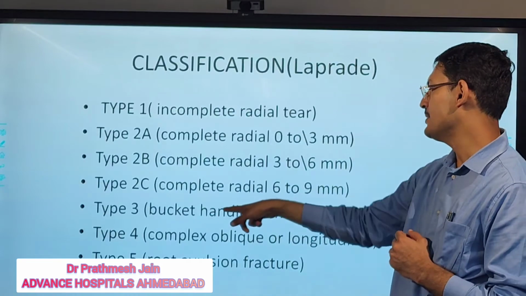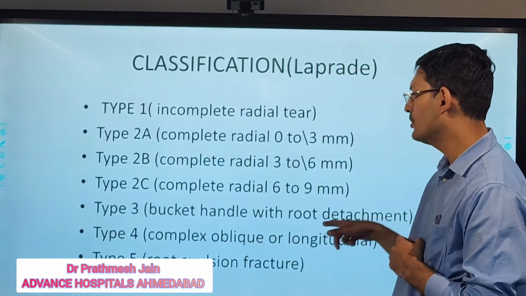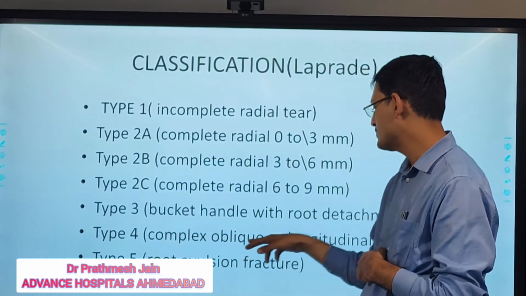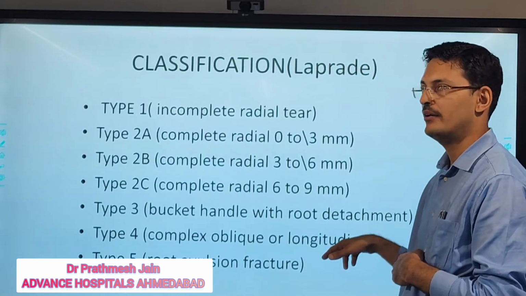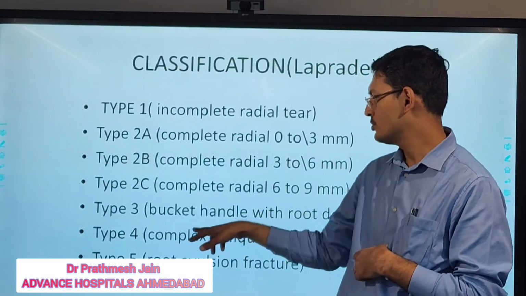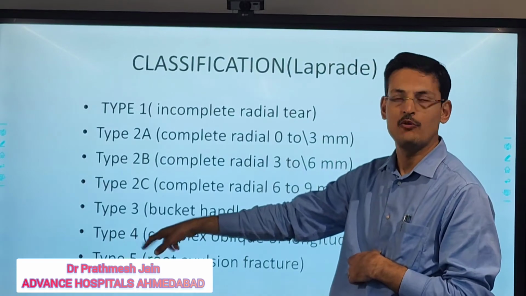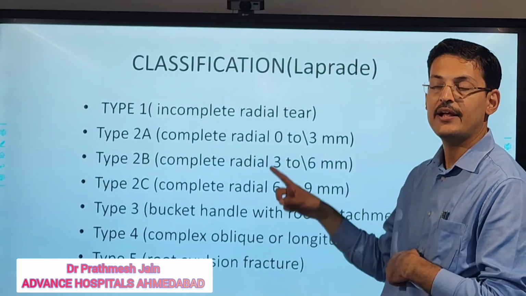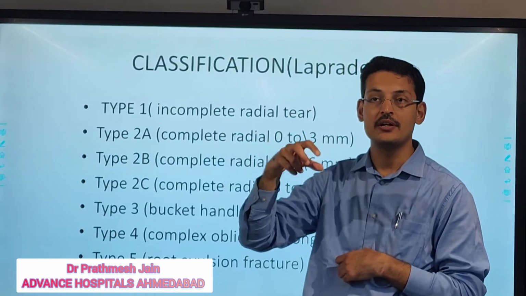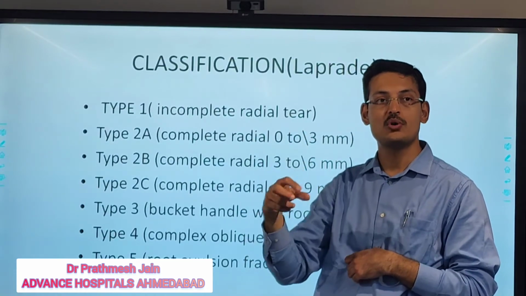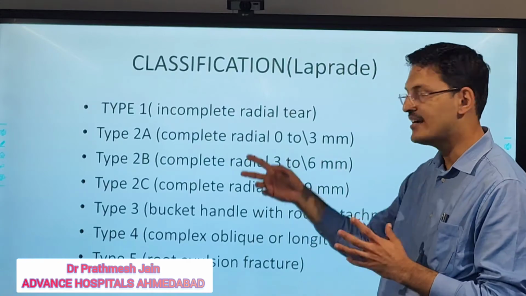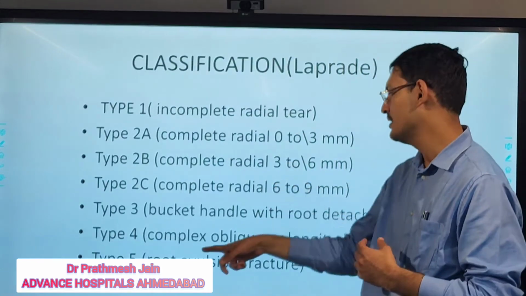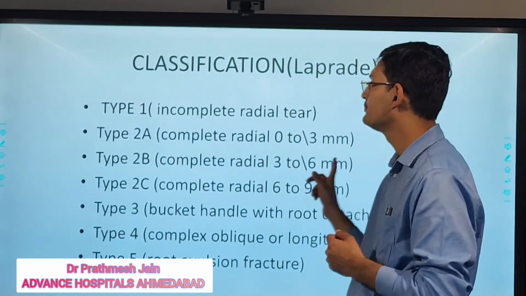Type 3 is a bucket handle with a detachment of the root. Type 4 is a complex oblique or longitudinal tear. If anybody of you was in PKC, the surgery we do was a type 4 tear. Type 5 is a root avulsion fracture. Like this morning I showed you the lateral side. So the lateral root was torn with the bone fragment. If that kind of pattern is there, it's a root avulsion fracture.